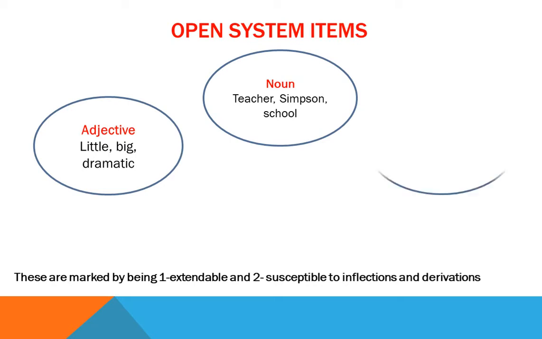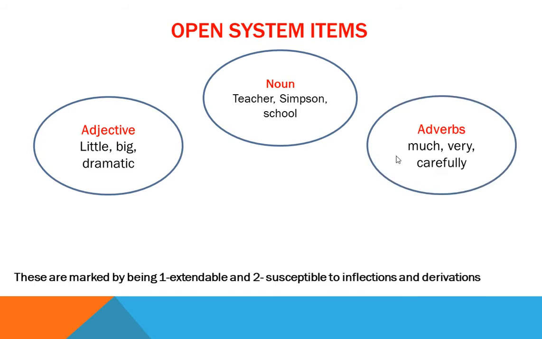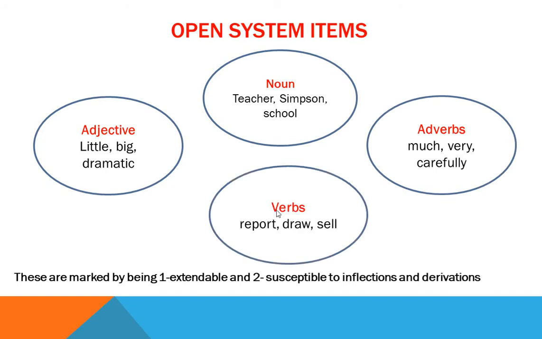the noun drama. And we have adverbs, and these are the words that describe the actions of the verbs. And we have pure adverbs like much and very. And we have derived adverbs like, for example, carefully, which is derived from the adjective careful. And finally we have verbs, and these are the words that denote the actions. And these include, for example, report, draw, and sell.